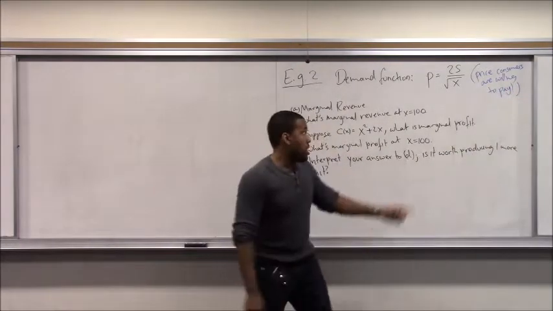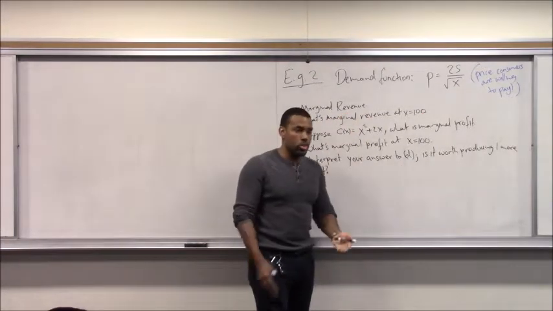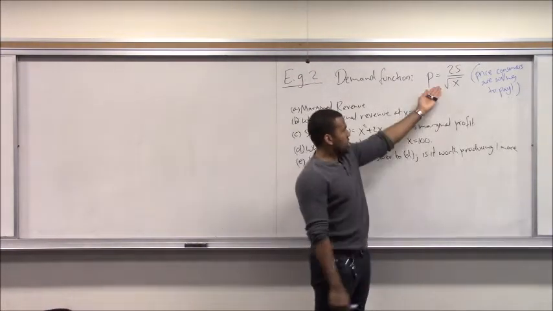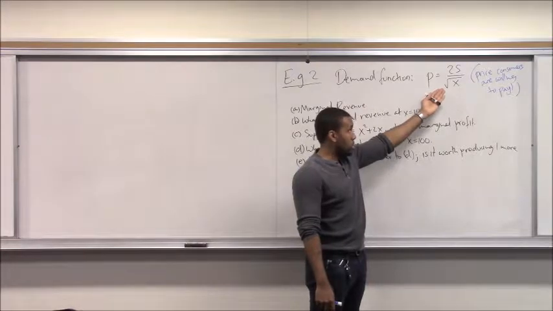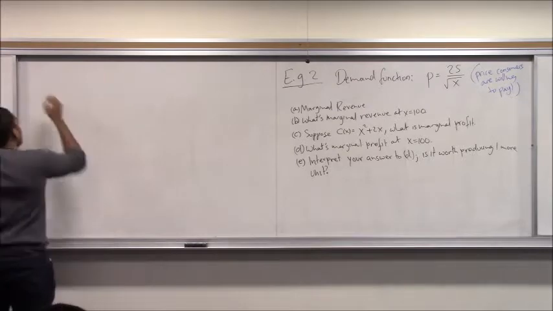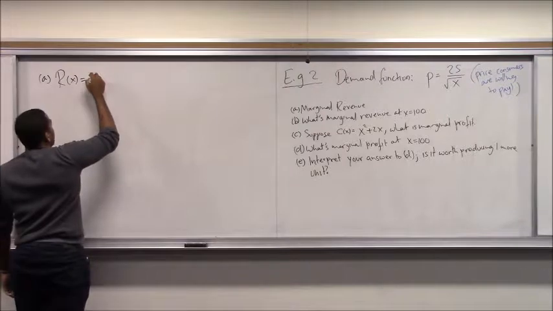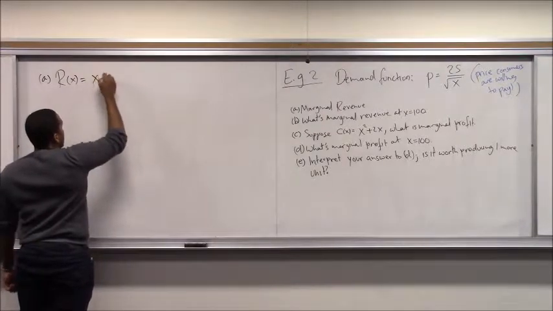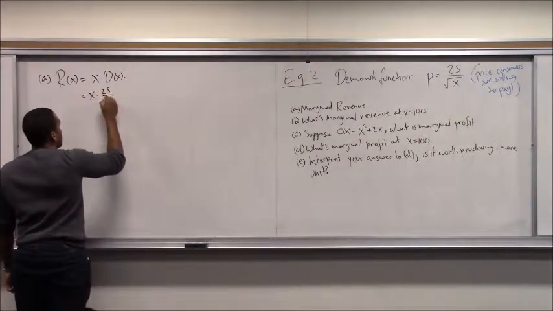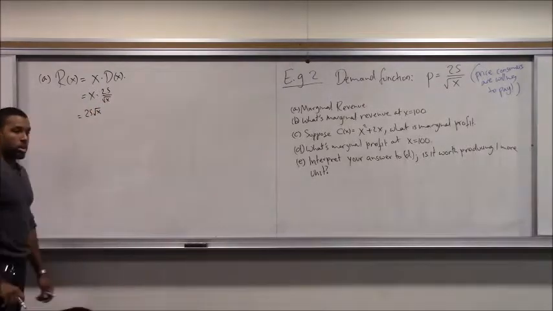So now if you know that's the price they're willing to pay, how do you find revenue? Well, revenue is always the price per unit times the number of units you're selling, right? So you're just going to take the price per unit, which is this expression, and multiply by the number of units, which is x itself. This is a formula we discussed a while ago. I don't remember if it was last year. It's just x times the demand function. So that's just going to be x times 25 over radical x, and so that's going to be 25 radical x. Now that's your revenue function.